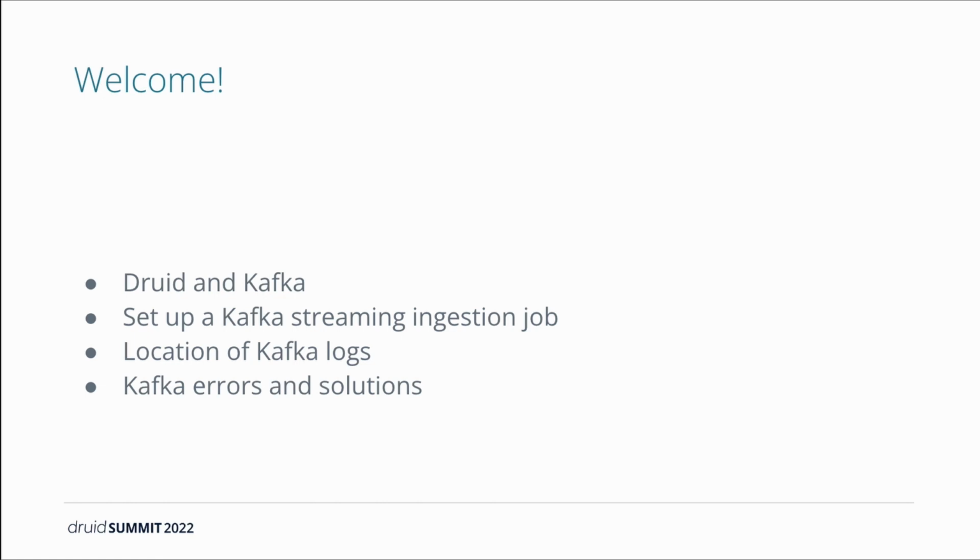So let's dive in. You probably already know that Druid is a high-performance, real-time analytics database to power analytics applications at any scale, for any number of users, and across streaming and batch data. And you probably already know that Kafka is an open source distributed event streaming platform used by thousands of companies for high performance data pipelines, streaming analytics, data integration, and mission critical applications.